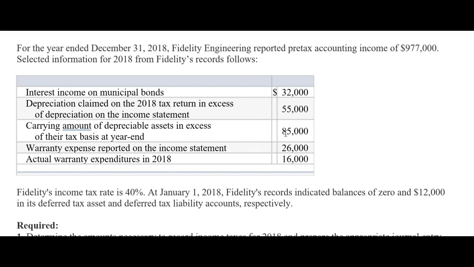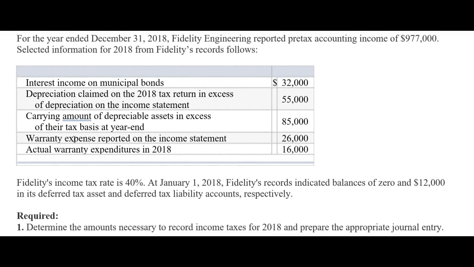Now that really doesn't help us because we don't know their original balance, and they've already told us what the depreciation difference was. So since we already have the depreciation, this is just added information that we really don't need for this problem. Warranty expense reported on the income statement was $26,000. However, actual warranty expenditures in 2018 were $16,000. Fidelity's income tax rate is 40%.